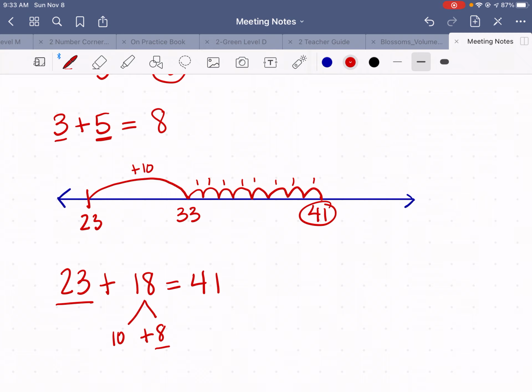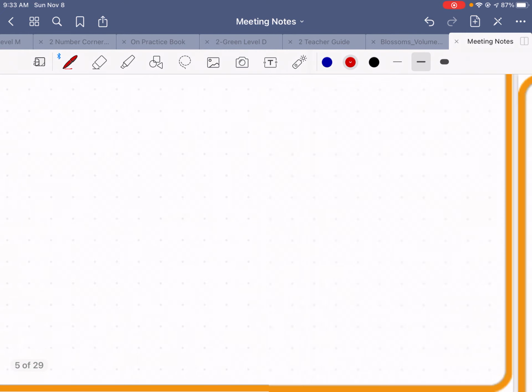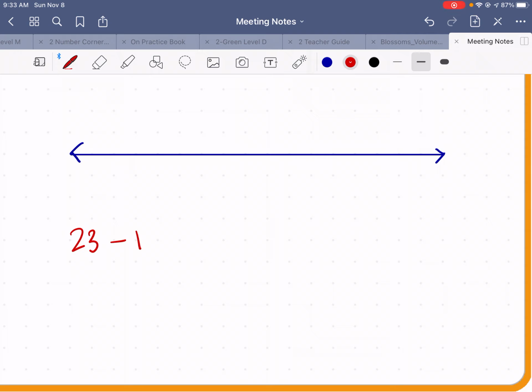As we move forward, this is a skill that's also expanded to subtraction. So let's try one of those just to show you how that one would work. So let's try that same problem, 23, but as a subtraction problem, 23 minus 18. Now, again, we're going to start with the larger number. And in the case of subtraction, it's always the first number until we get to sixth grade and we start to talk about negative numbers. But in elementary school, it's always going to be the first number.